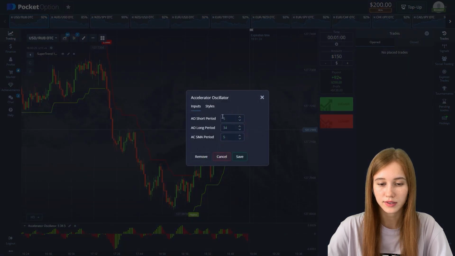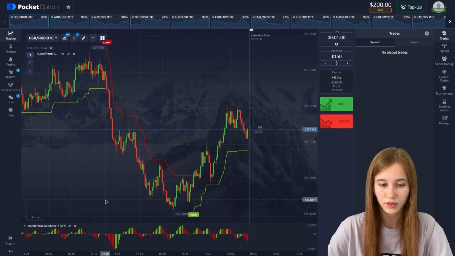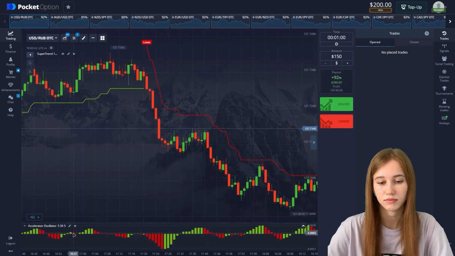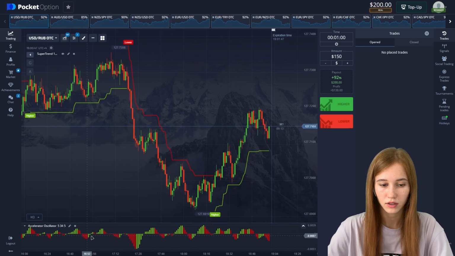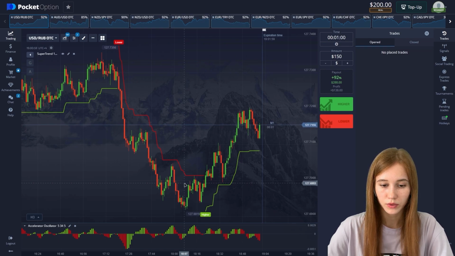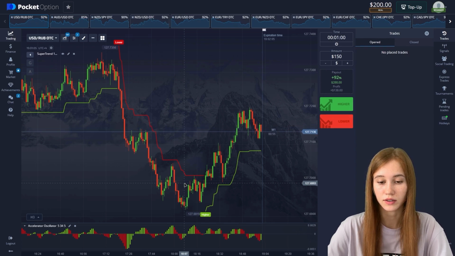So the second one, oscillator, you can see the settings. So how it works. We only need 2 consecutive confirming bars to open a trade. That's like here, here. So 2 green bars above the 0 line are a buy signal, and 2 red bars below the 0 line are a sell signal.